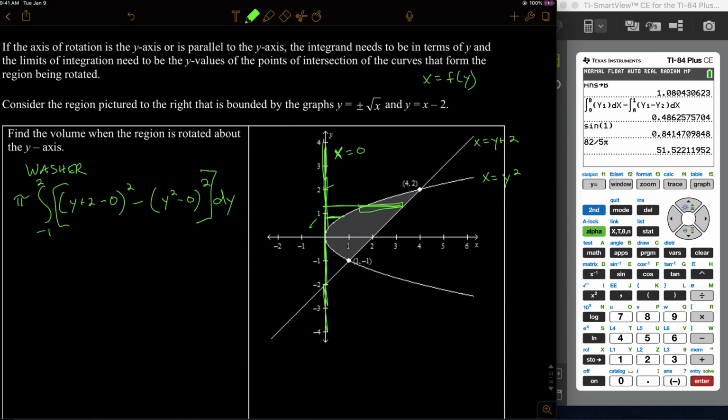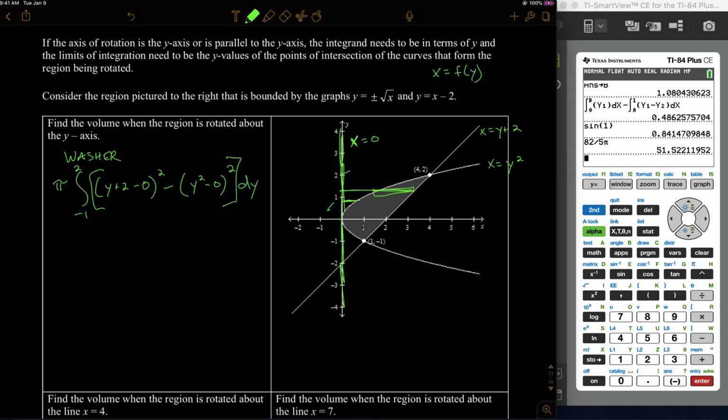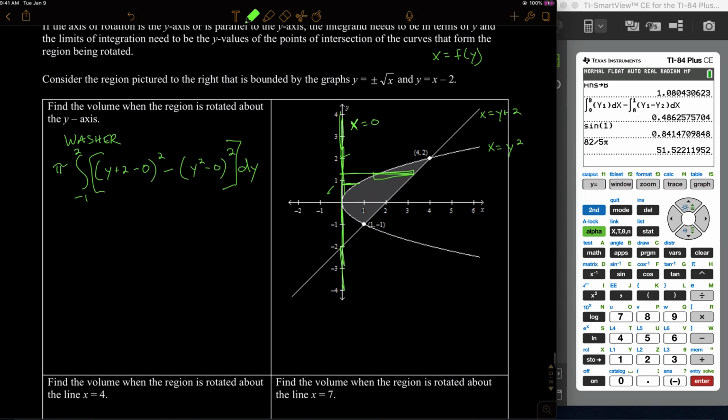Okay, let me just make sure I have this one worked out right. Yeah. Just to save a little bit of time and practice on our calculator, we're not going to do these by hand. Let's do these on the calculator. So even though everything here is in terms of y, when you're doing it on your calculator, you can turn it back into x's, because the calculator needs everything in terms of x.